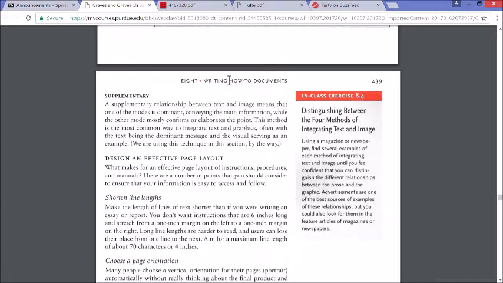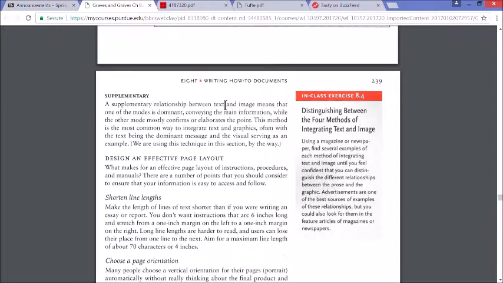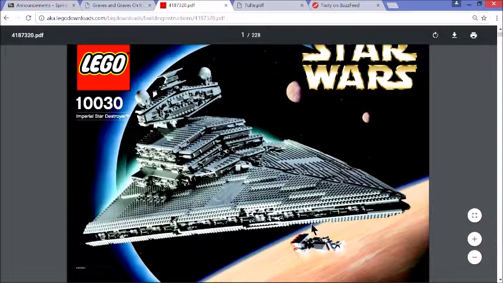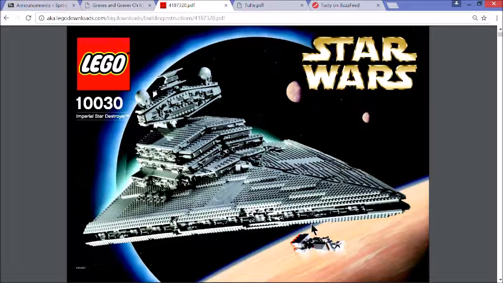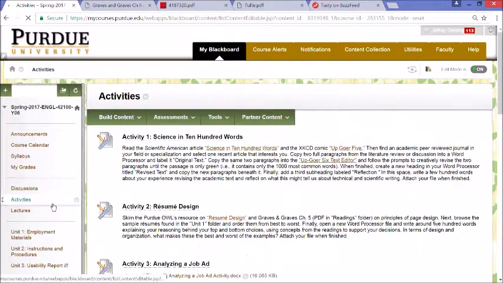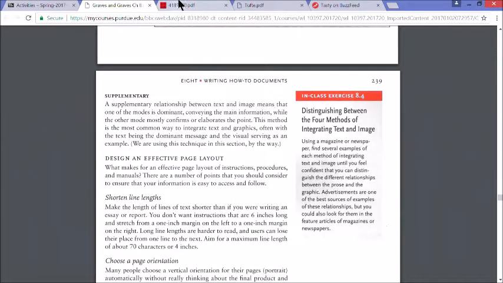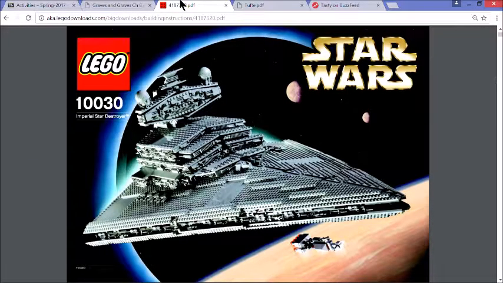Now I want to show the first of two examples. This is perhaps one of the most famous examples of predominantly visual instructions, the Lego manual. Why are Lego manuals so effective? This is the question that I'm asking you to explore in detail in our sixth activity. I won't give all the information away, but in this lecture, I want to briefly describe some aspects of Lego instructions that make them so effective.